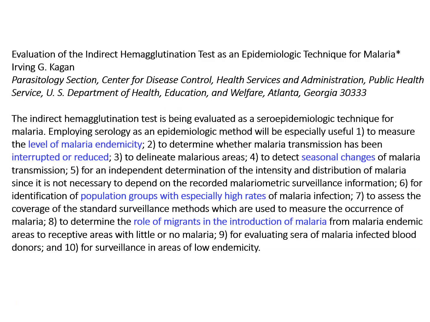This paper here shows that the indirect hemagglutination test is used as a sero-epidemiological technique for malaria infections. By employing the serological test, this method can be used to measure the level of malaria endemicity, can also measure malaria transmission interruption or reductions, and can be used to look at the seasonal change of malaria transmission, and so many other things can be found using the serological methods.